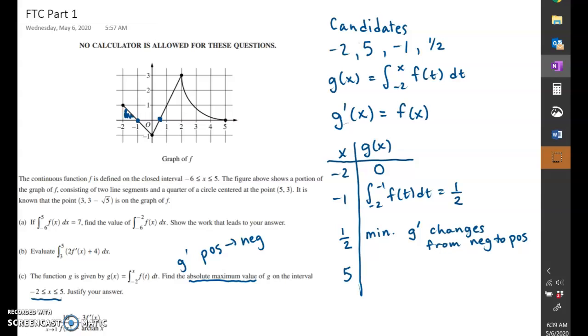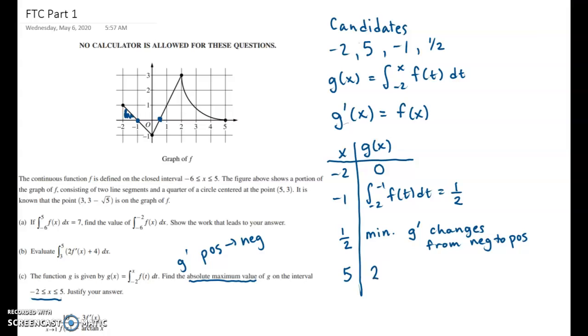And then 5 is the last one I need to evaluate. I've already done that. I did that in part A. And when I did that in part A, I got 2 plus 9 minus 9 pi over 4. And I know that 2 plus 9 minus 9 pi over 4 is bigger than 1/2. So I know that this is my maximum. And so my answer would be 11 minus 9 pi over 4.